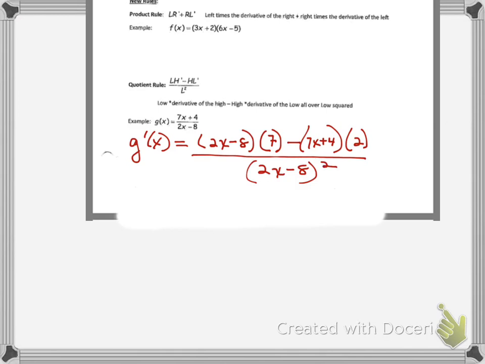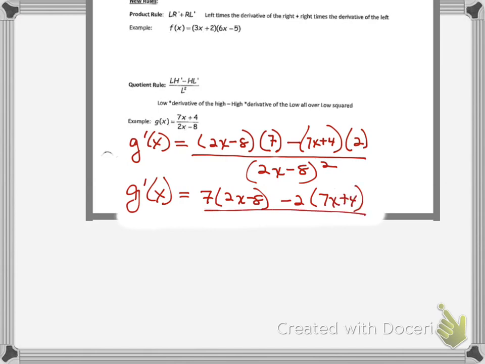squared. Okay, so we would clean this up a little bit. G prime x would equal 7 times 2x minus 8 minus, put your 2 in front, 7x plus 4 over 2x minus 8 squared.